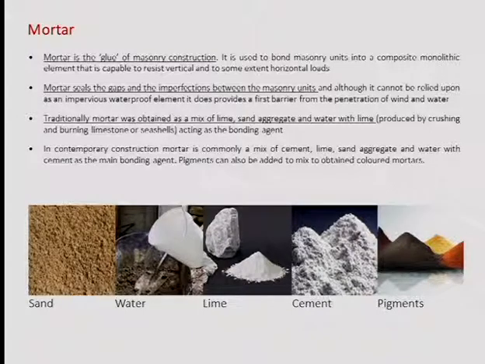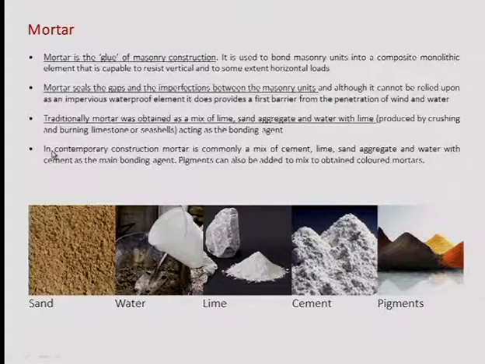And another thing you can use with mortar, sometimes if you use small stones or if there are imperfections, you can seal them. You can actually make sure it comes back to very precise courses, and you can lay the bricks precisely because the mortar allows you to correct those types of imperfections. Traditionally it was obtained as a mix of lime, sand aggregate, and water. The lime is the bonding agent, sand is the aggregate, and water is to mix all together.